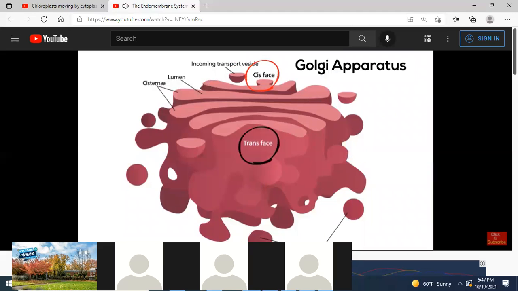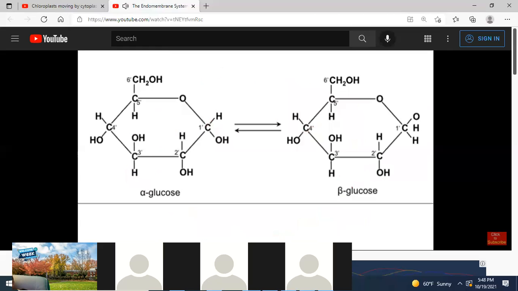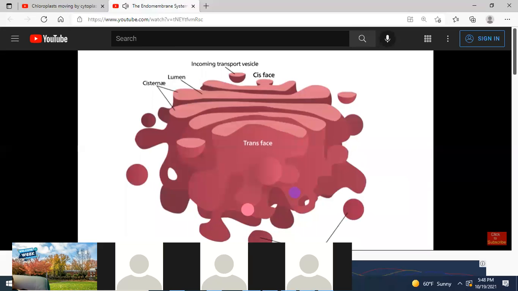The transport vesicles that formed at the ER travel to the cis face, fuse with it, and empty their contents into the Golgi apparatus. As the proteins and lipids travel through the Golgi apparatus, they undergo further modifications that allow them to be sorted. The most frequent modification is the addition of short chains of sugar molecules. These newly modified proteins and lipids are then tagged. These tags help the proteins arrive at their proper destinations.